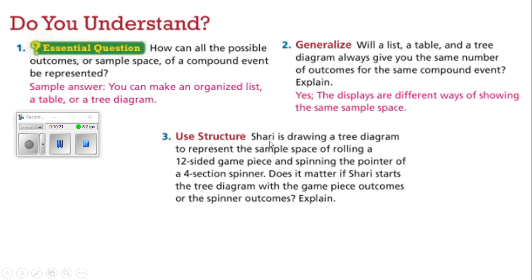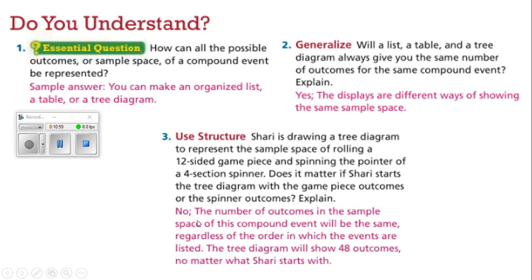Number 3, Sherry is drawing a tree diagram to represent the sample space of rolling a 12-sided game piece and spinning the pointer of a 4-section spinner. Does it matter if Sherry starts the tree diagram with the game piece outcomes or the spinner outcomes? Absolutely not. If we got 12 sides here, that's going to be 12 times 4. And that's going to be the same as saying 4 times 12. You're going to get 48 outcomes no matter what. I'm pretty sure I'm going to get this one right.